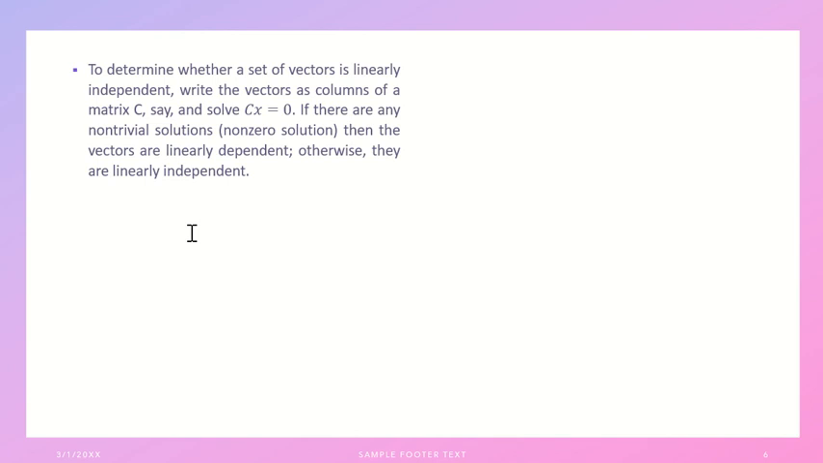In the last example, we can put our vectors in a matrix. It means that the first vector is in the first column, the second one in the second column, and so on. We can call this matrix C and try to solve the system Cx equal to 0. If at least one value in the vector x, x1 to xn, corresponding to vectors v1 to vn, is not 0, it means that the set of vectors v1 to vn is not linearly independent.